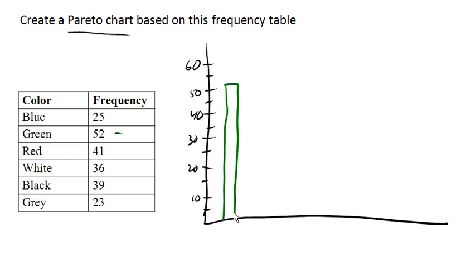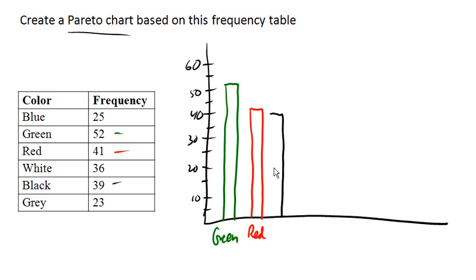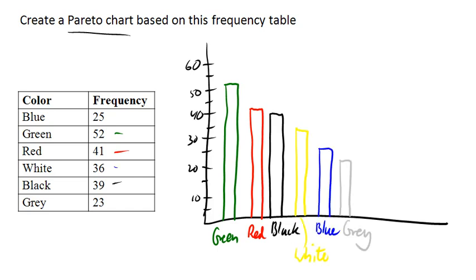So that's our green cars. And then our next highest frequency appears to be the red cars with a frequency of 41. And so we could draw in our red car bar. And then the next one is our black cars with a frequency of 39. And so on. And there's our completed Pareto chart.